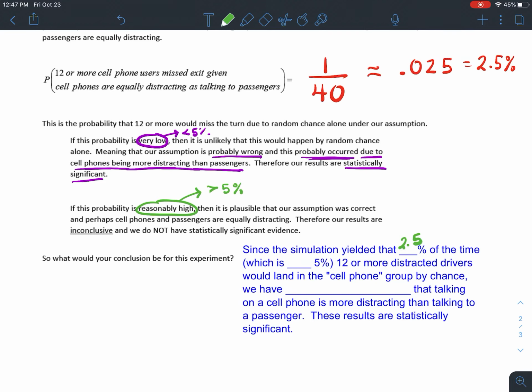So how we would draw our conclusion is, since the simulation yielded that 2.5% of the time, which is less than 5%, 12 or more distracted drivers would land in the cell phone group just by chance, that's when we say we actually have convincing evidence that talking on a cell phone is in fact more distracting than talking to a passenger. These results would then be considered statistically significant.